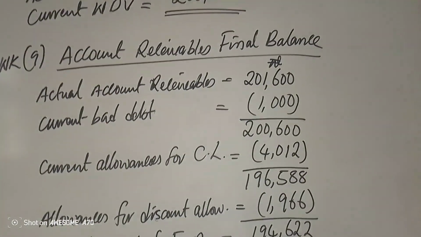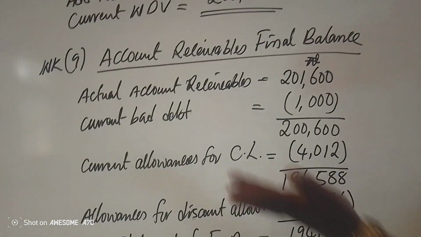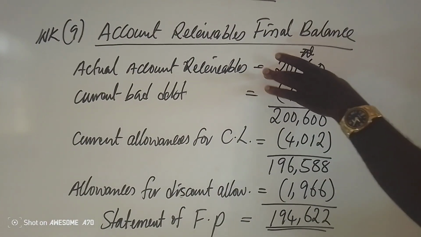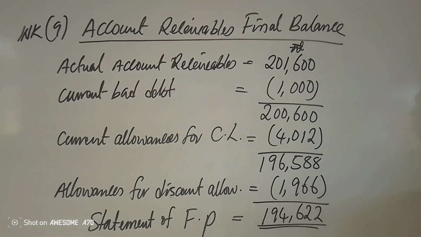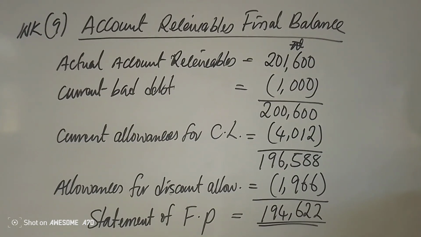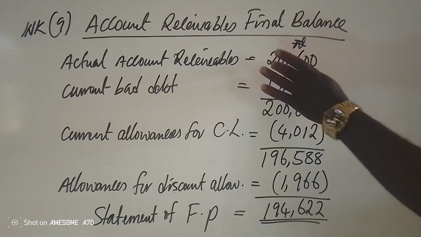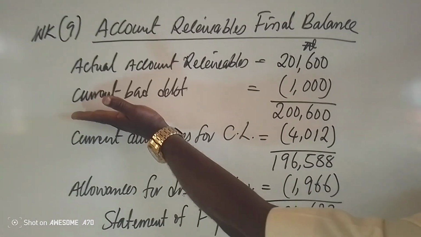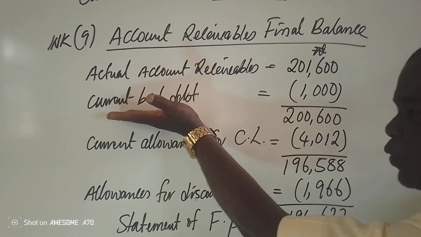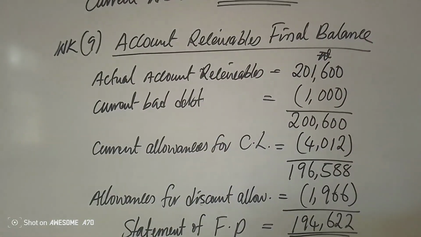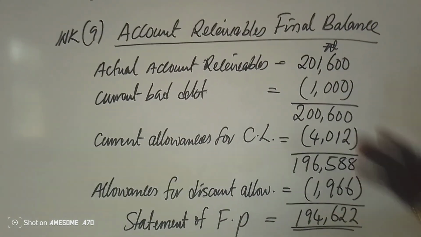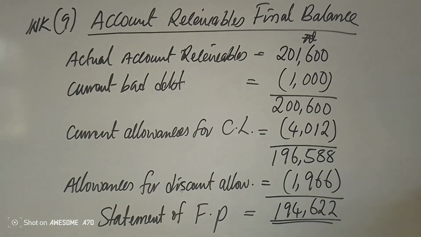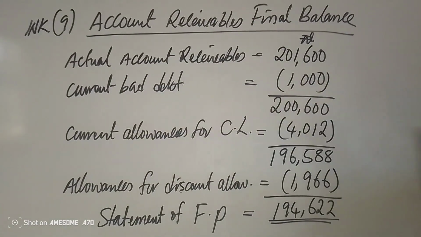The journey is very clear, as we can see. First, you pick the actual amount of receivable given in the question, that is the actual amount that customers were owing, given in the trial balance, that is the current year owing, which is 201,600. Then first, deduct bad debts. This is bad debts given in additional info, which is the current bad debt or additional bad debt. Deduct it from the value of account receivable. Then you now get 200,600.